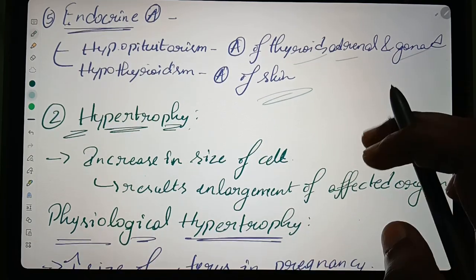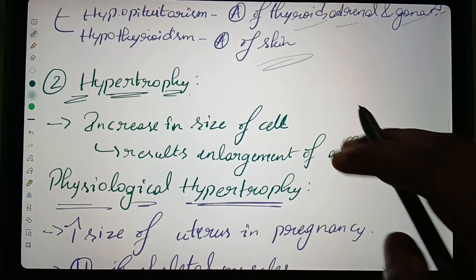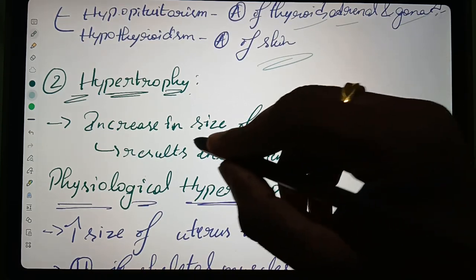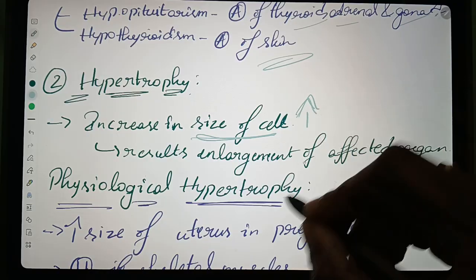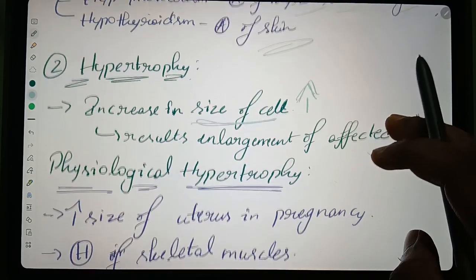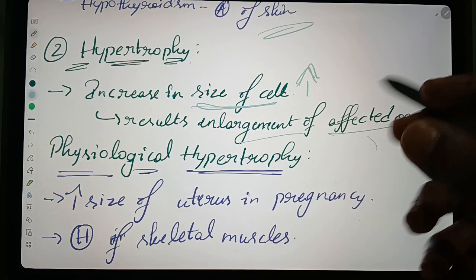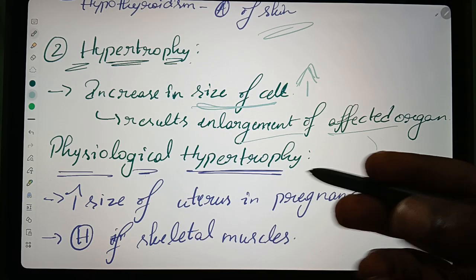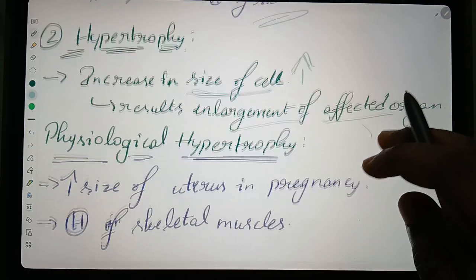In hypothyroidism, there will be atrophy of the skin. Coming to the second one, hypertrophy. In hypertrophy, there is an increase in the size of the cell. It results in enlargement of the affected organ. If the size of the cells increases, then the organ also increases. This is called hypertrophy.